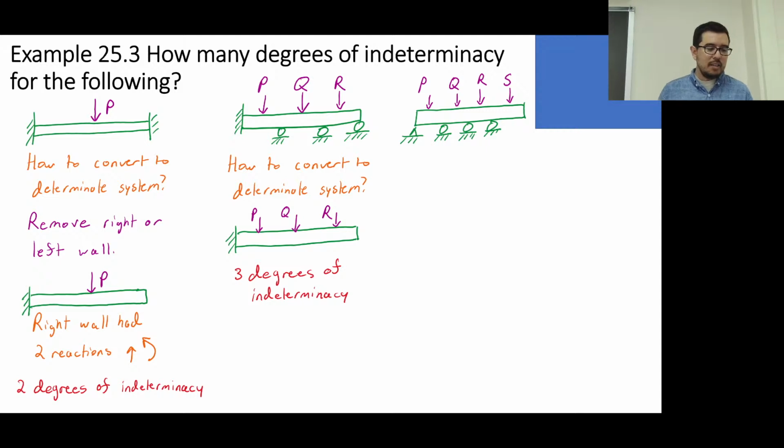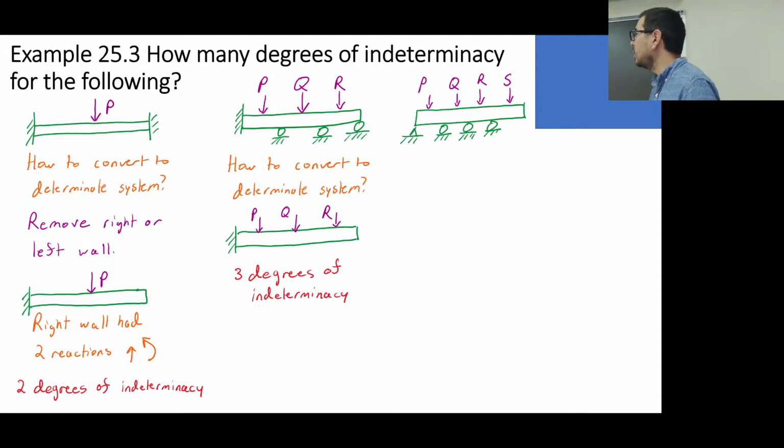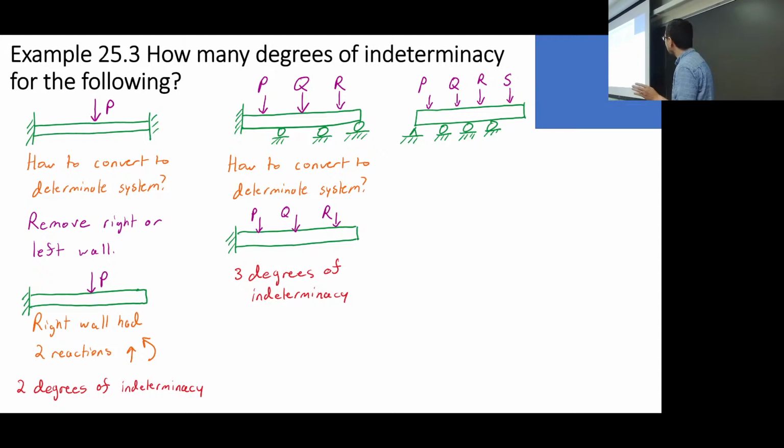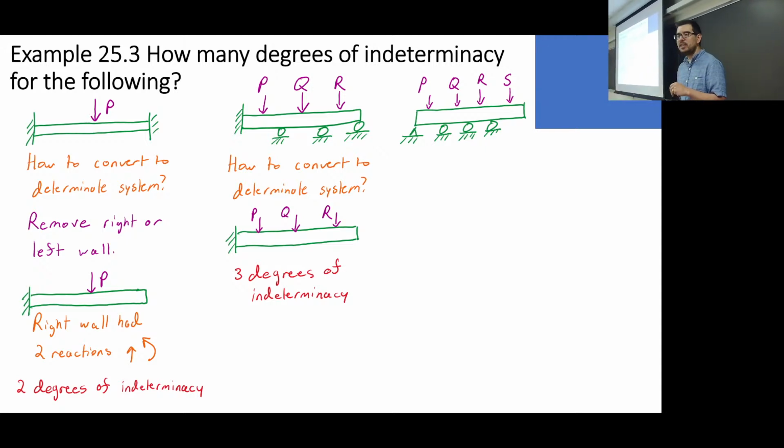Okay, and then the one on the right. Anyone want to guess? How many rollers do you get to take away there? I guess Marissa, you're the only one I haven't called on. Okay. So how many rollers could you take away and still have this system be determinate? Or make this system determinate?